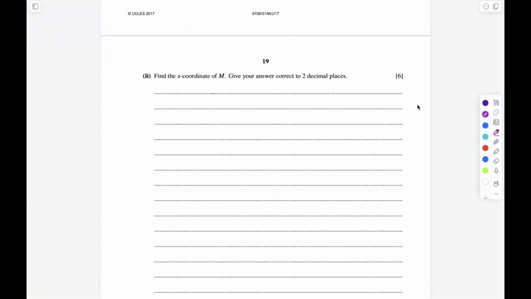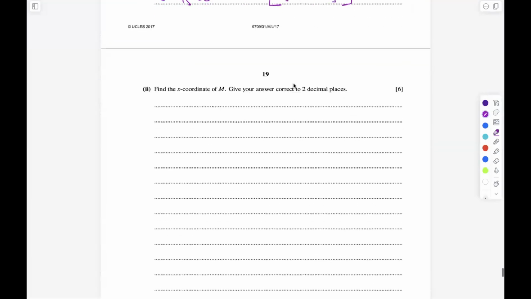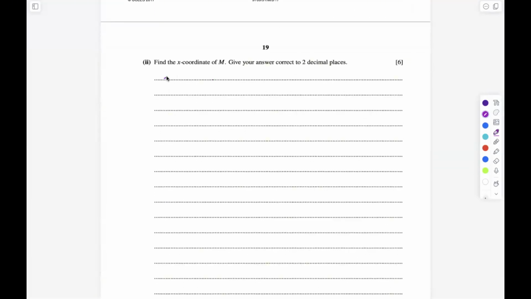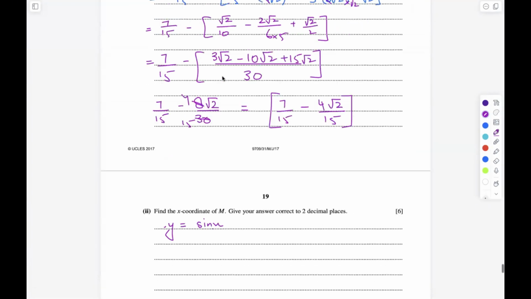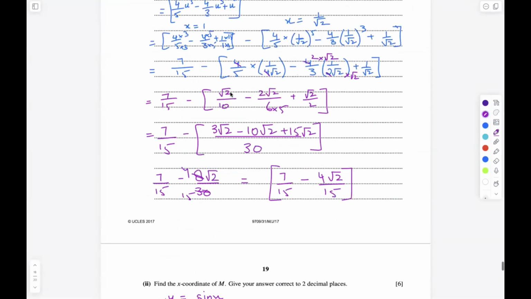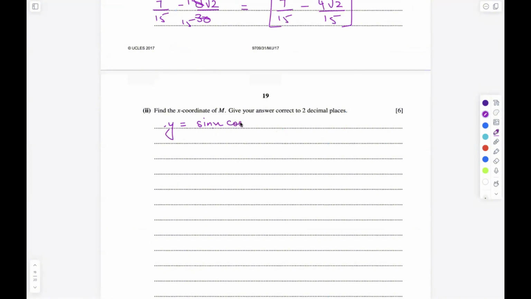In part 2, we have to find the x coordinate of M, giving our answer correct to 2 decimal places. Now we know that M is the maximum point, which means first we'll have to find dy by dx, as y was given as sine x cos squared of 2x. So as they're multiplying, we'll have to use the product rule. We know that dy by dx will be equal to v u dash plus u v dash.